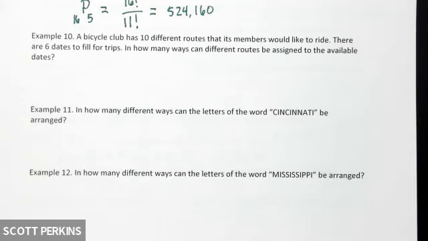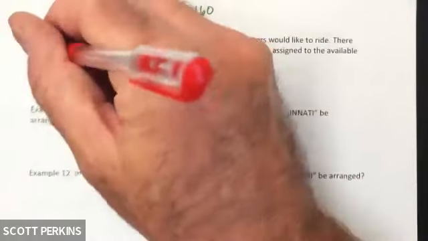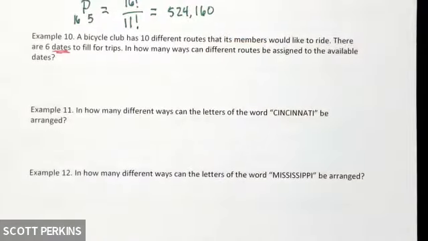Okay, so this one says a bicycle club has 10 different routes its members would like to ride. There are 6 dates to fill for trips. How many ways can the different routes be assigned to the available dates? So why does order matter on this problem? It's not necessarily the different roads, it's the fact that there are different dates. Yes, so depending on when the date is picked, you can do whatever road on March 1st and another on March 2nd. So that's how come order is going to matter on this problem.